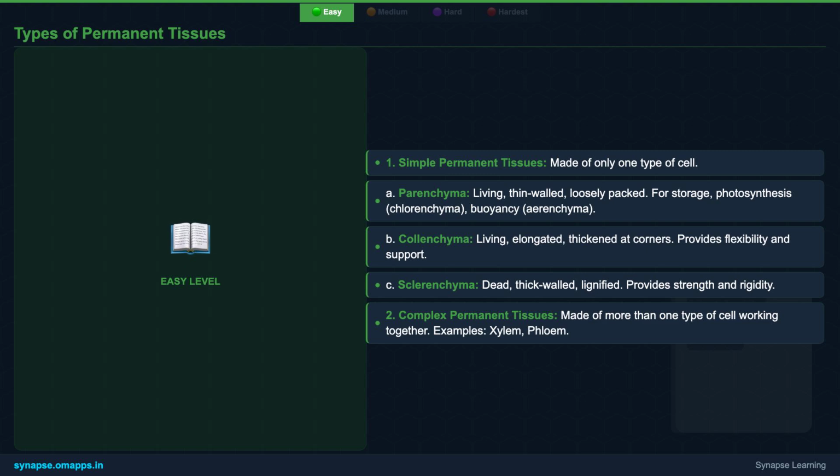These are more intricate, made of several different types of cells that work together as a team to perform a larger function. The most important examples here are xylem and phloem, which are responsible for the plant's internal transport system. We'll explore these in more detail as we progress.